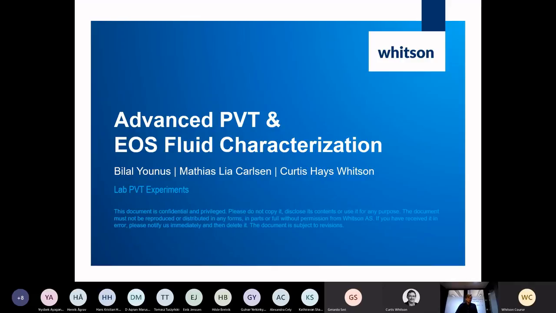And maybe we can cover the difference between a saturated and undersaturated GOC. Yeah, we'll talk about that on Friday. Friday. Yeah.